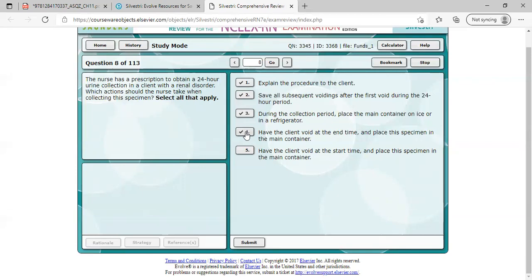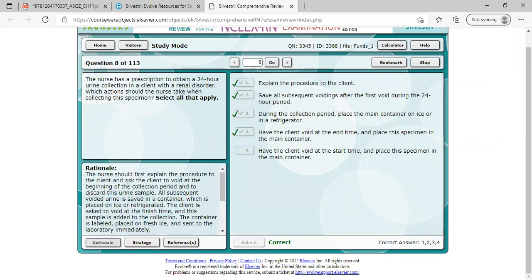It is true. Number 5, have the client void at the first time and place the specimen in a container. No, first time we will not put. So what is the rationale? They said the nurse should first explain the procedure to the client and ask the client to void at the beginning of the collection period and to discard this urine sample.